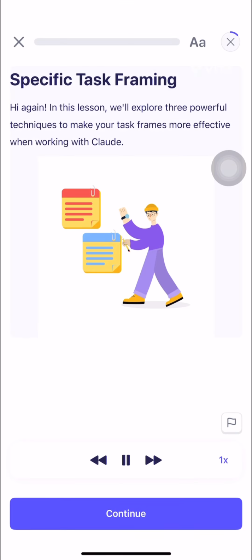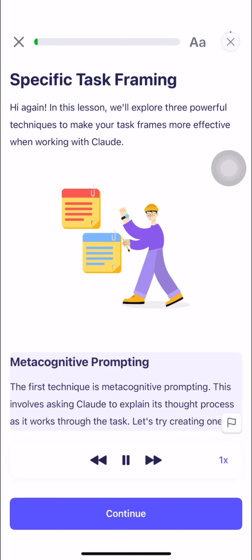Hi again. In this lesson, we'll explore 3 powerful techniques to make your task frames more effective when working with Claude. Metacognitive prompting. The first technique is metacognitive prompting. This involves asking Claude to explain its thought process as it works through the task. Let's try creating one.